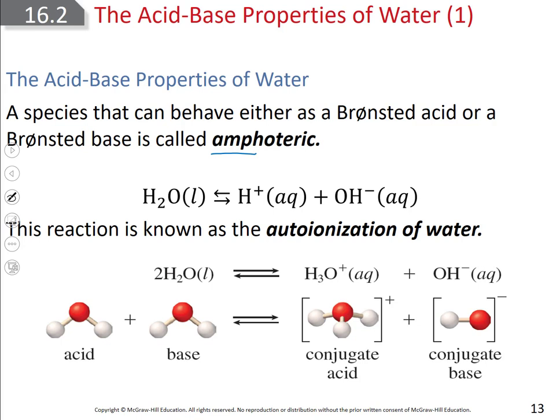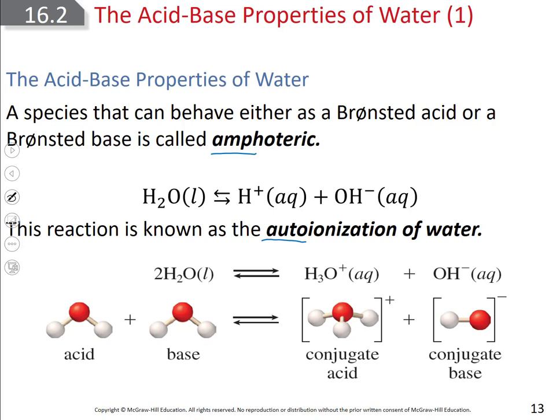Because water can act as both an acid and a base, it can actually react with itself, where two water molecules react, one acting as the acid and one acting as the base. This is called autoionization. What does the prefix auto mean? By itself. Good, by itself.